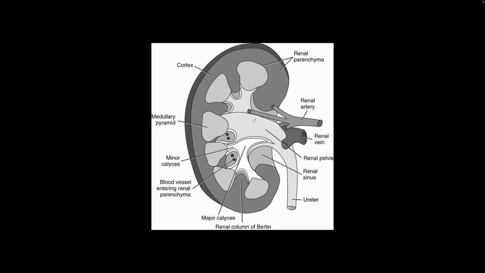This is a graphic showing the anatomy of the kidney. It is very important to know the structures. We have the cortex right here, and we have the pyramids. The pyramids open into minor calyces. Minor calyces join to form major calyces, and the major calyces become the collecting system that drains towards the ureter.